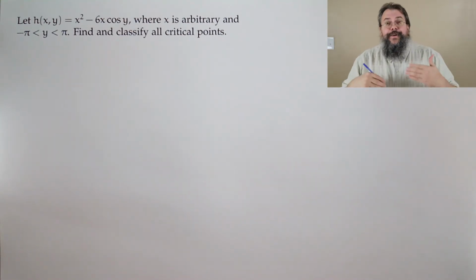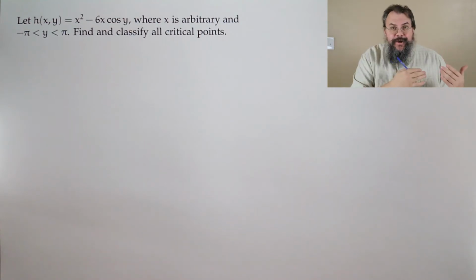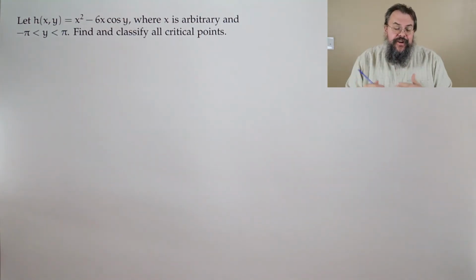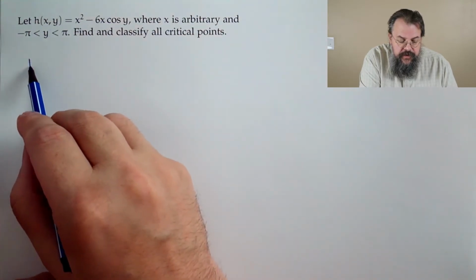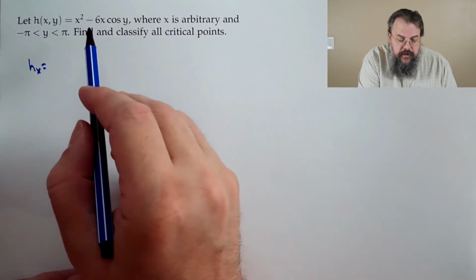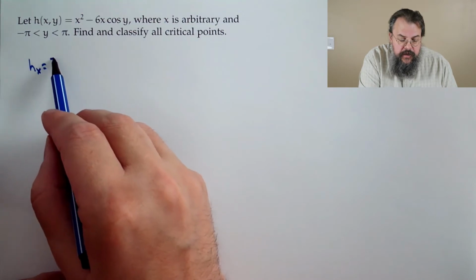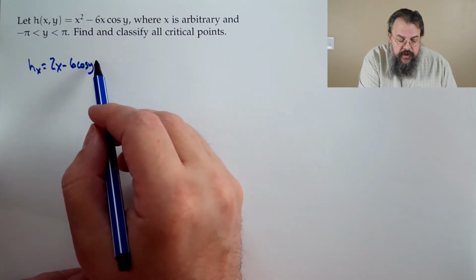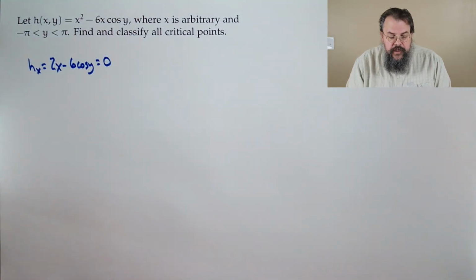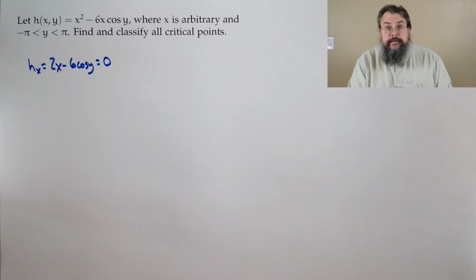How do we begin? Well, we always start with the find. You can't jump to the classify. You have to start with the find. So we look at our partial derivatives. h sub x. Well, okay, that's not too bad. 2x minus 6 cosine y. And we're going to set that equal to 0. Of course, I say that doesn't look so bad, but now that I look at it, I don't know, that's kind of looking not great.